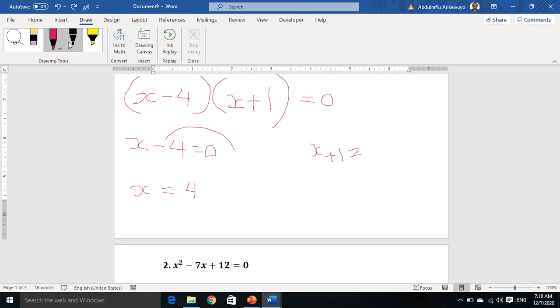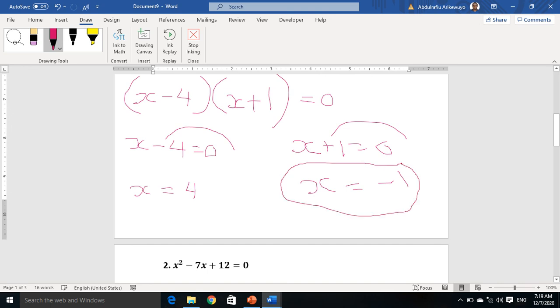Let me remove this so that it doesn't get you confused. Okay, good. Now I'm writing the second bracket, x plus 1 equals 0. Again, I'll take this to the other side, then my x will be equal to minus 1. Now, these are the two solutions that you are looking for: x equals 4 and x equals minus 1.